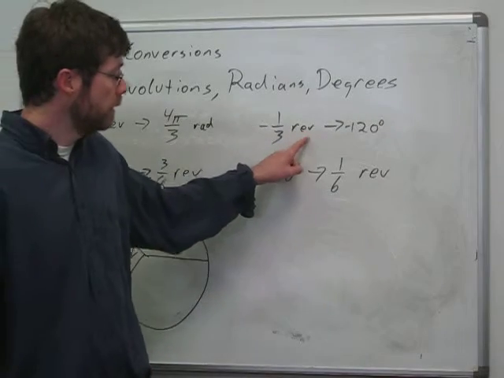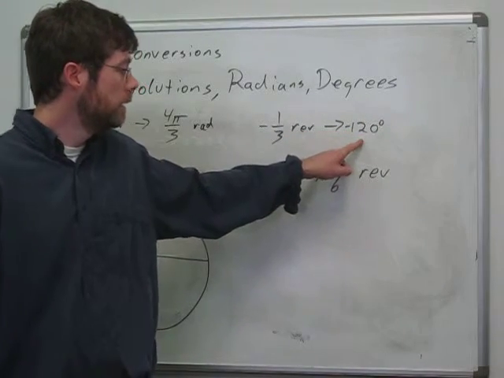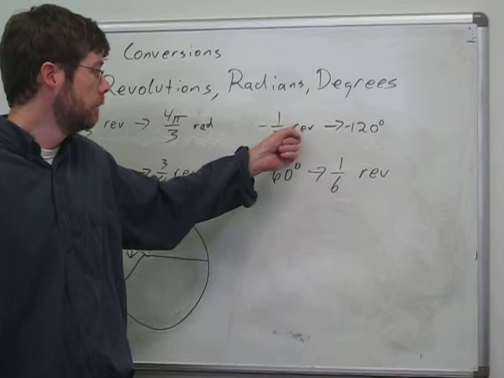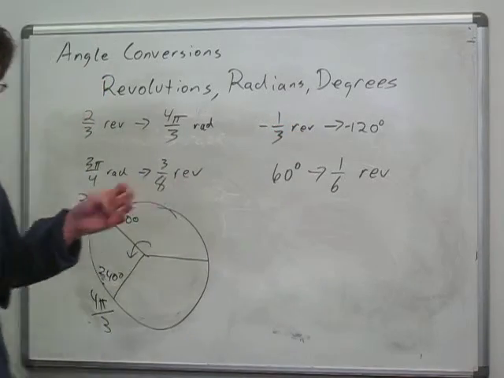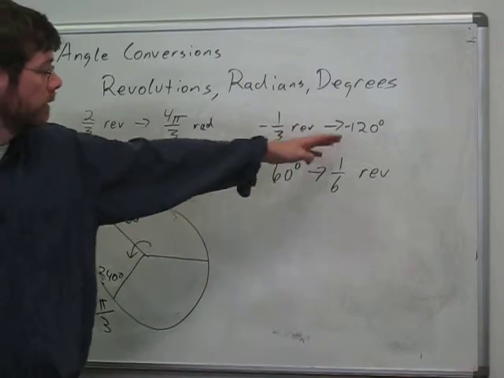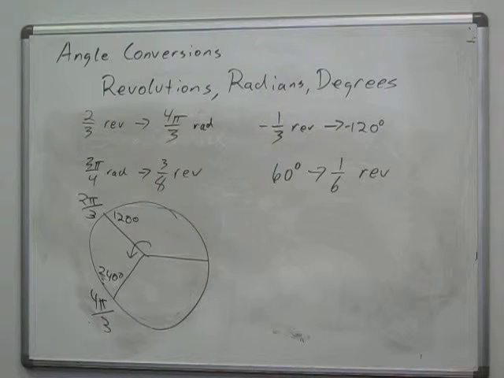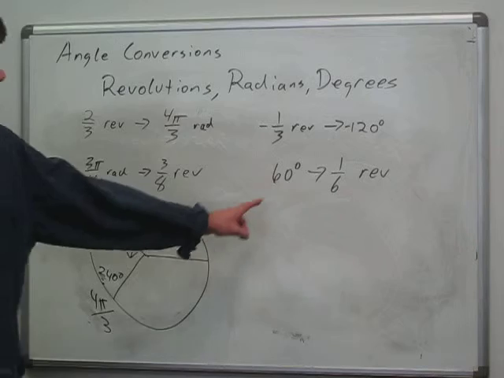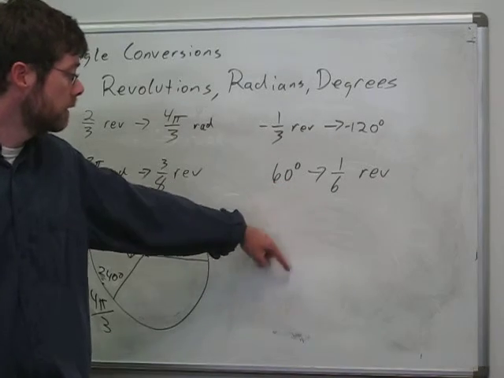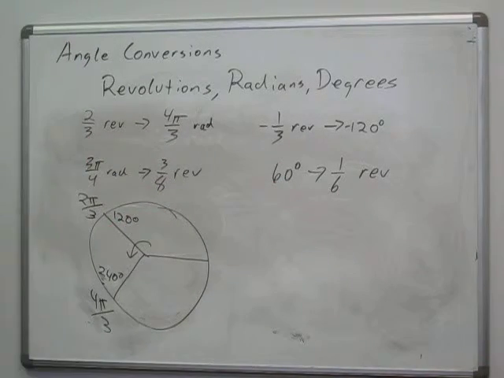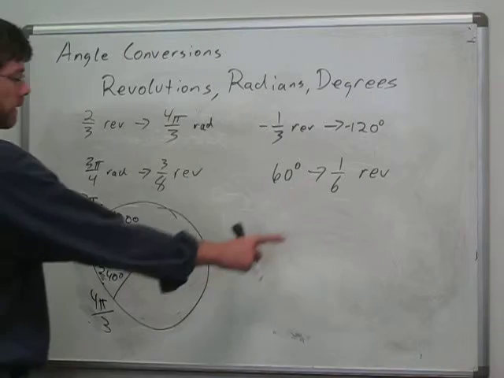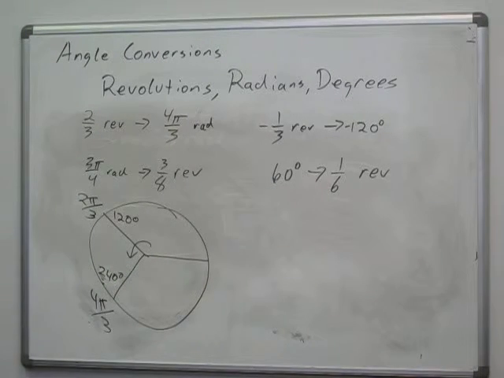Negative 1/3 of a revolution is negative 120 degrees. I think that's pretty clear because a revolution is 360 degrees and 1/3 of that is 120. So there we have a negative 120 degree rotation. Similarly, 60 degrees is certainly 1/6 of the trip around the circle. So it is 1/6 of a revolution.